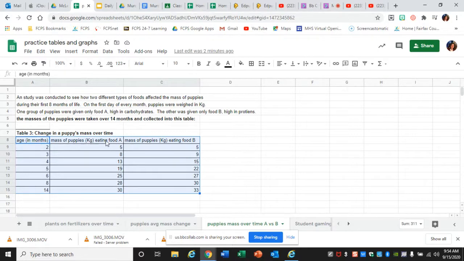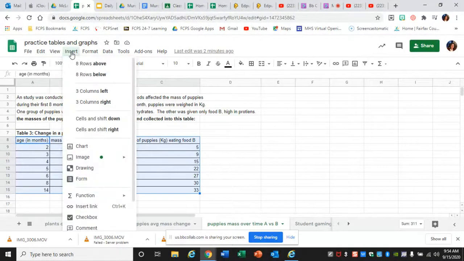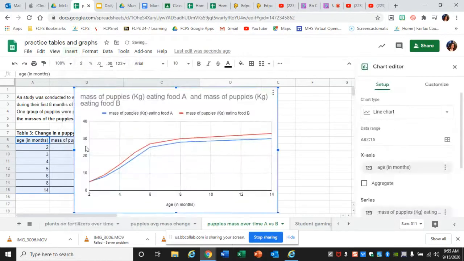Okay, so now it's highlighted in such a way that the computer is going to be able to take it and make a graph for you. This is how you do that. Watch how the arrow goes up to insert. Then you click open that menu. You've got a bunch of things there. You're going to go down to chart, which is their way of saying graph. You click on chart and it makes a graph for you.